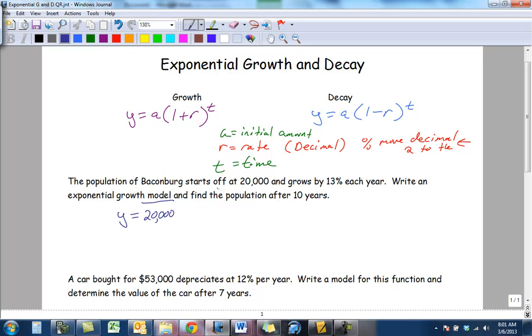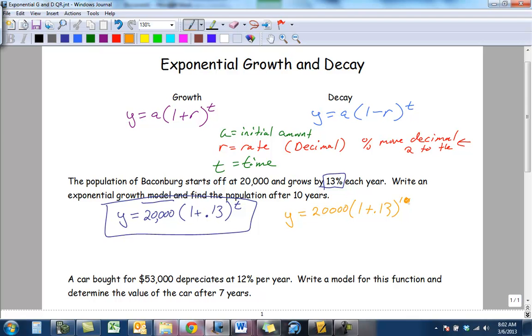This is a growth model because of exponential growth. And then it's 1 plus R. Now the rate is 13%, but we have to make that a decimal, so that's going to be 0.13, close parentheses, raised to the t power. That's our model. That's what we're going to use to figure out the population in 10 years. So in 10 years, it's going to be Y equals 20,000 times 1 plus 0.13 raised to the 10th power.